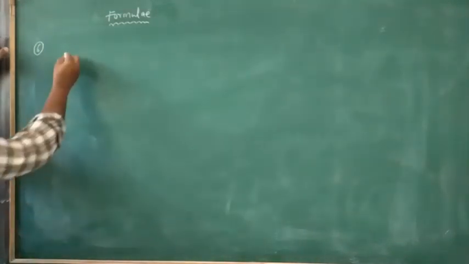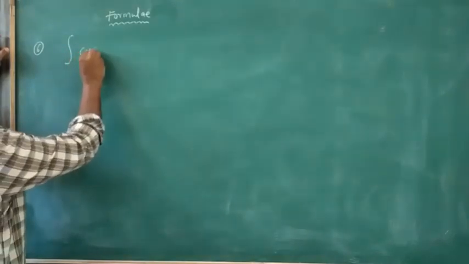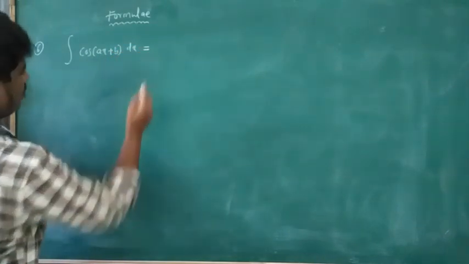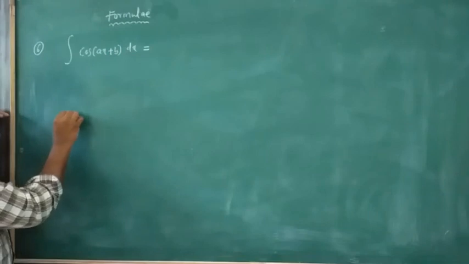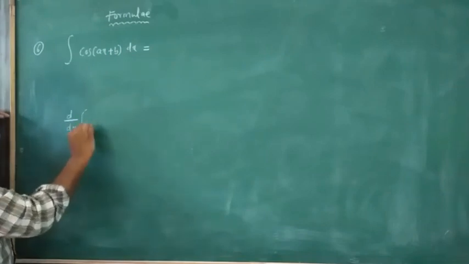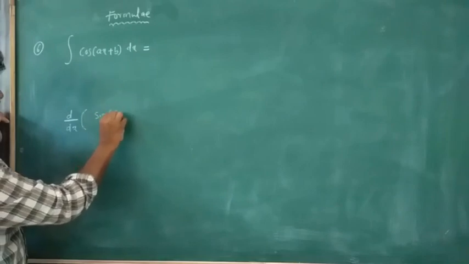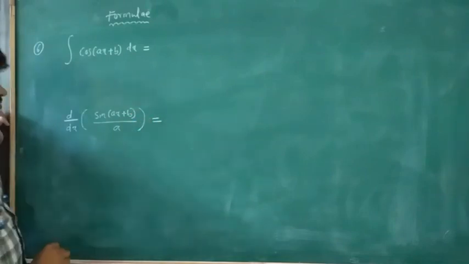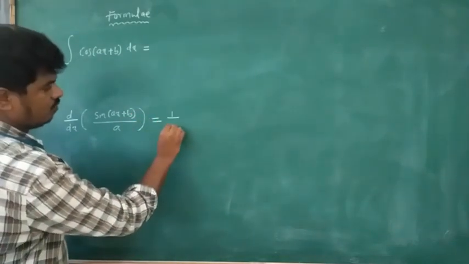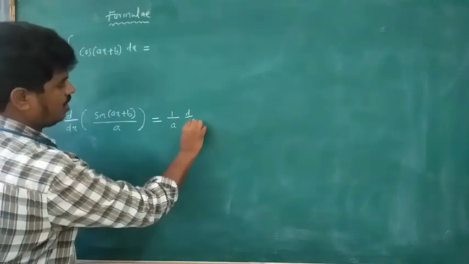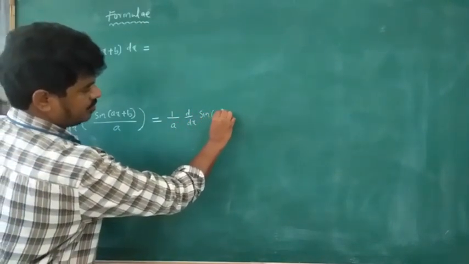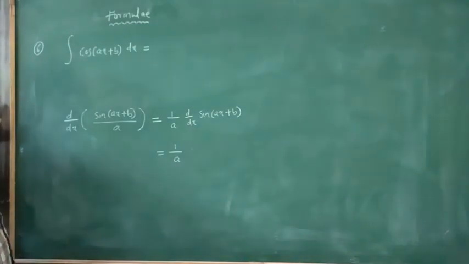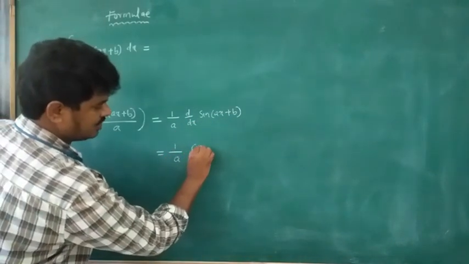Next, sixth one. What is the integral of cos of ax plus b dx? Here I am going to find the derivative of sin of ax plus b divided by a. This is equal, here a can be taken outside, 1 by a into d by dx of sin of ax plus b, that is equal to 1 by a into, what is the derivative of sin of ax plus b? Cos of ax plus b.